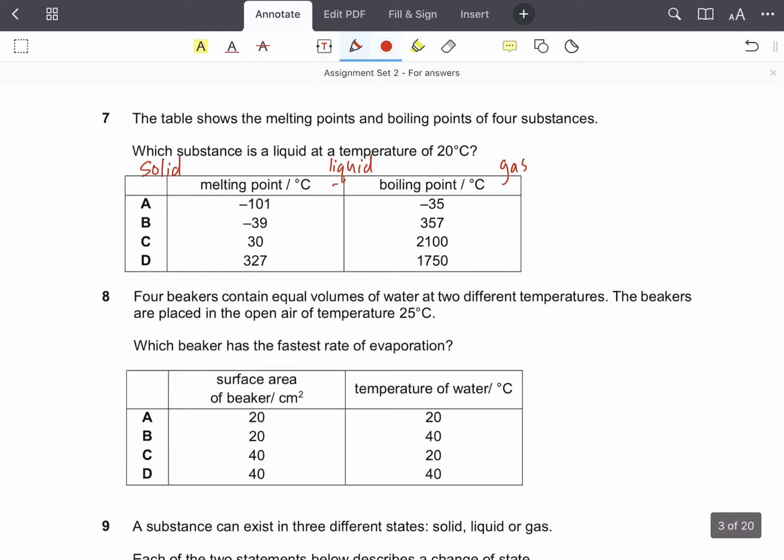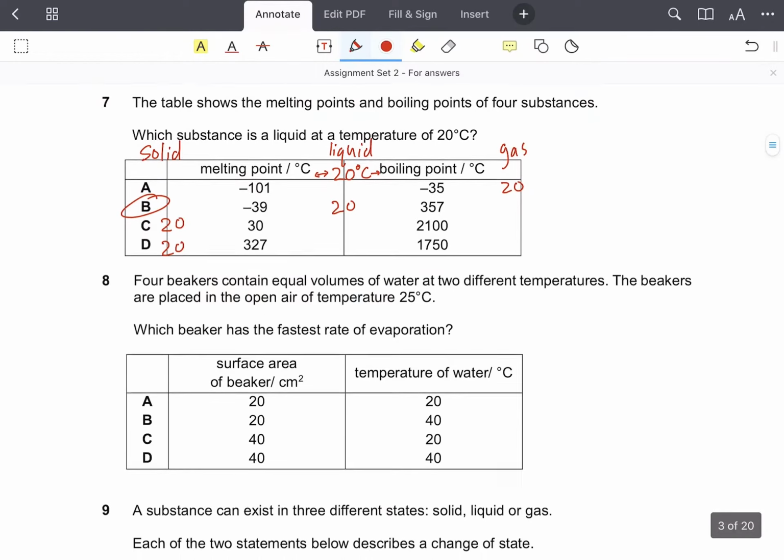So which one has 20 degrees Celsius in between the melting and boiling point? So if you look, 20 is here. For the first one, part A, 20 is at gas. The next one, B, 20 is in between. The next one, 20 is at solid. Then after that, this one also still at solid. Okay, so the only answer is B.